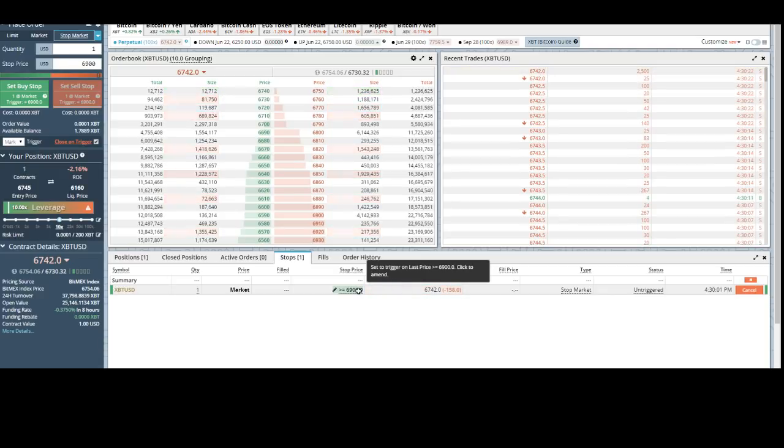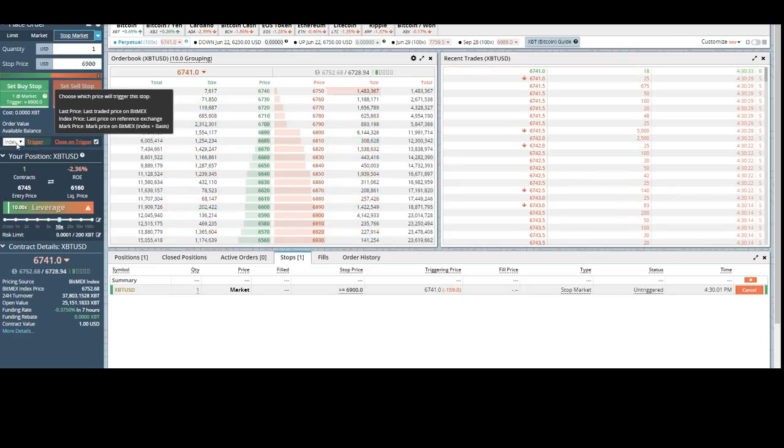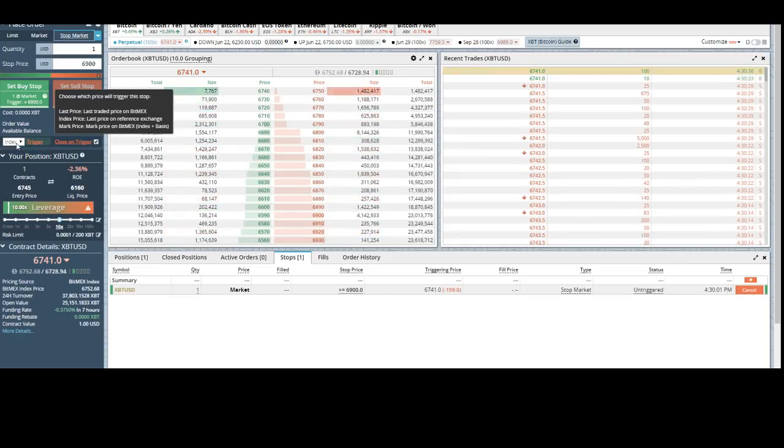Mark means that your stop will only go off if the mark price hits it. That means the combination of the Bitmex price, the Bitstamp, and the GDAX or Coinbase Pro price. Okay. Index will mean your stop loss will only go off if the index price goes off, which is only the combination of GDAX and Bitstamp, or Coinbase Pro and Bitstamp.